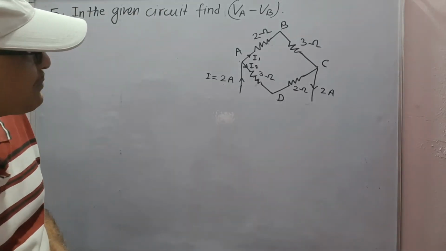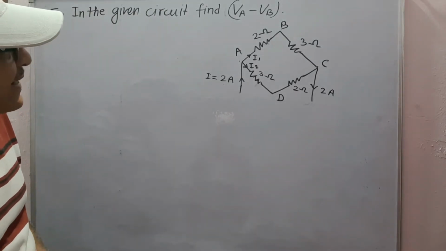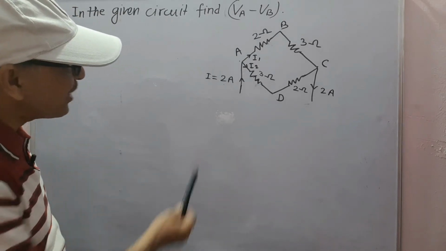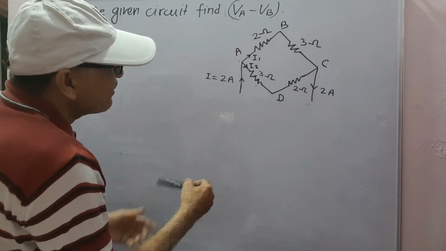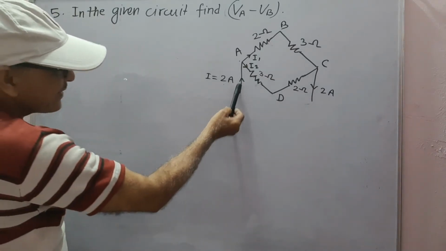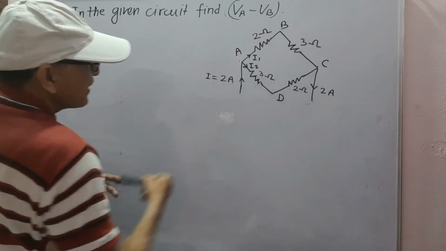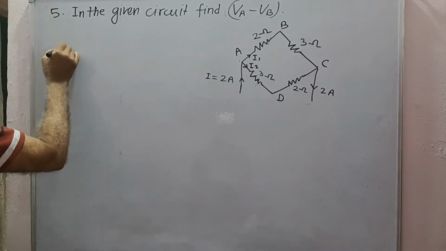Next question number 5. In the given circuit, find the potential difference between points A and B. This is point A and this is point B. Current in the circuit is given to be 2 ampere. Solution.